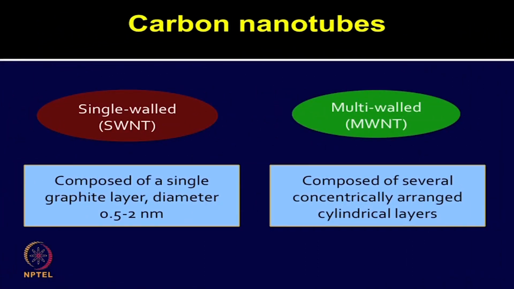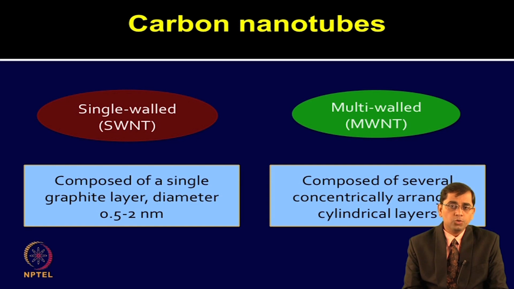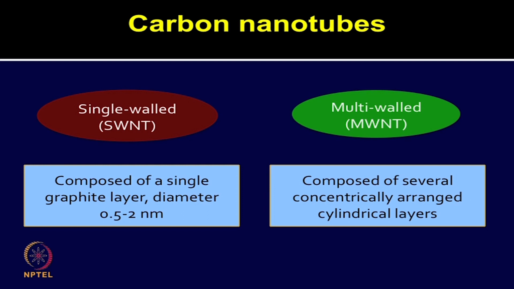There are two different types of carbon nanotubes, single walled nanotubes SWNT and multi walled nanotubes MWNT. The single walled nanotubes are composed of a single graphite layer with the diameter in the range of 0.5 to 2 nanometer, whereas the multi-walled nanotubes are composed of several concentrically arranged cylindrical layers. There are various properties associated with each of this group, but today we will focus more on how these nanotubes can be applied for proteomic applications.